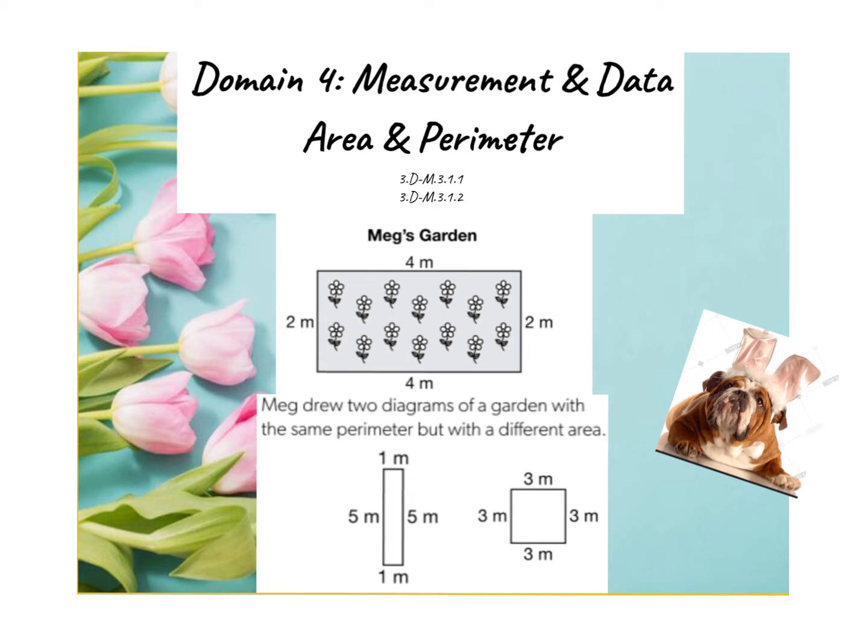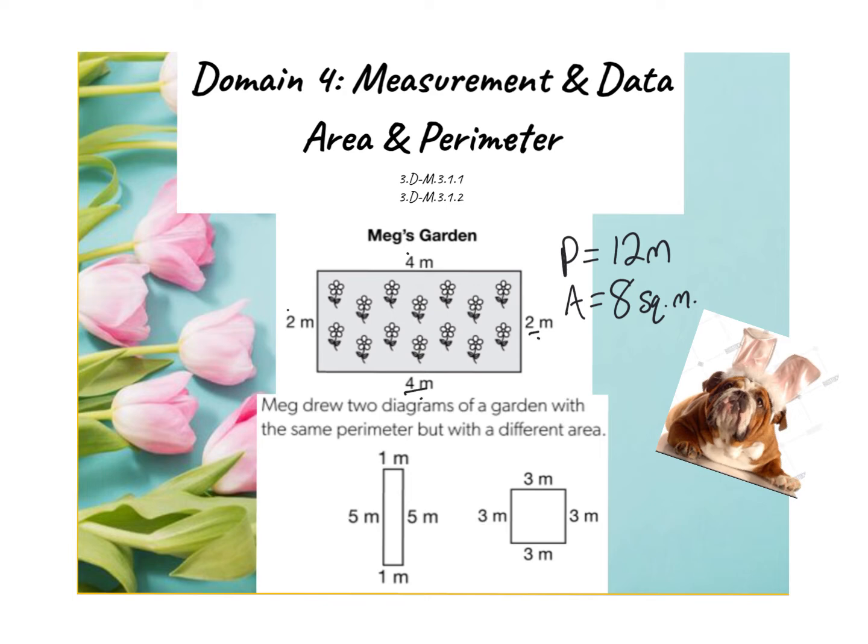So let's look at her original garden, and it says that her perimeter is when we add up all the sides. So we have 4 plus 2, which is 6, plus 4 plus 2, which is 6, and 6 and 6 would equal 12 meters. Okay, and then her area would be the length times the width, and 4 times 2, which would be 8 square meters. Okay, so let's double check here and see these other 2 diagrams she drew.